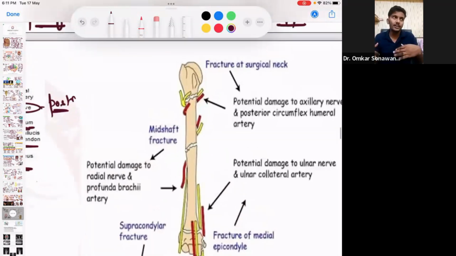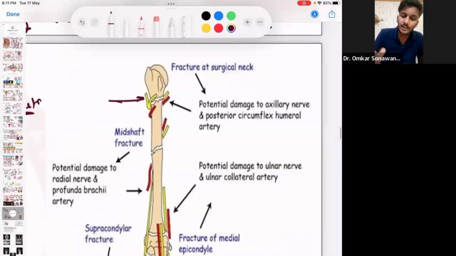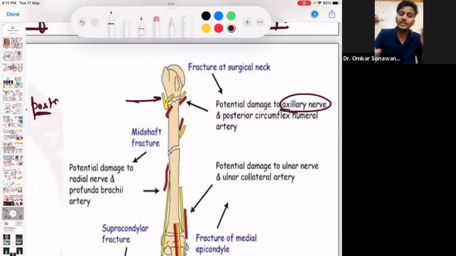ठीक है. So if they mark an arrow somewhere around the surgical neck of humerus, which nerve is related to the surgical neck of humerus? Axillary nerve. So in cases of fracture of surgical neck, which nerve is injured?